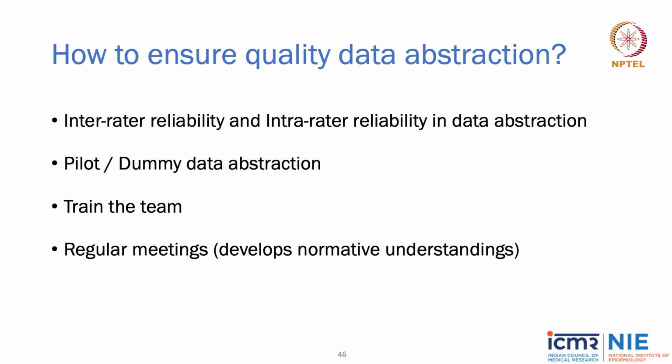So how to ensure quality data abstraction? Please sit and work together as a team, have multiple discussions. It helps to do a pilot or a dummy data abstraction so that you can improve your data abstraction sheet. Maybe when you come to the third study in your pilot data extraction, you find that there are some columns which are reported in the studies but not in your data abstraction sheet. So please improve your data abstraction sheet based on multiple discussions.